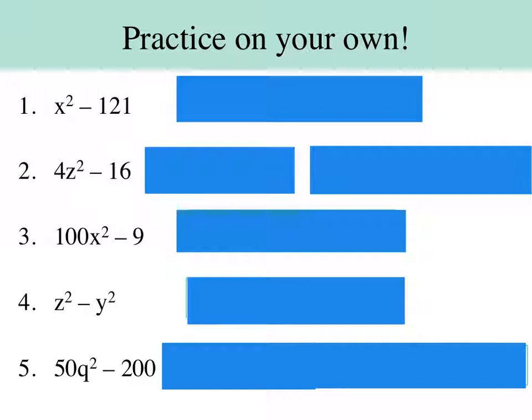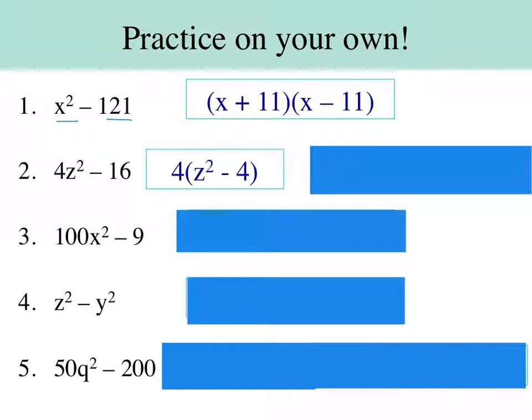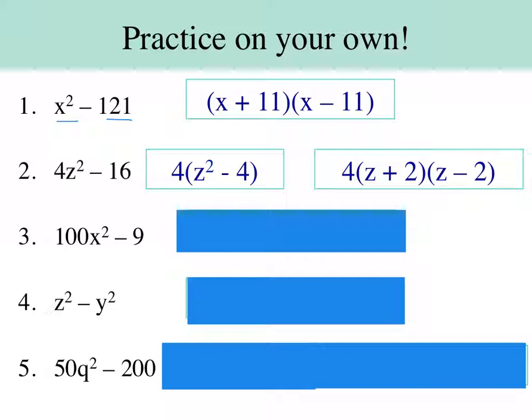So what we do is we just take the square root of each and write your two binomials with the opposite signs, which means that middle term canceled to make a 0. So x plus 11, x minus 11. The second one, be careful. These are both perfect squares, but you have to do GCF first, and a lot of people forget to do that because they see these perfect square numbers. So when you take out 4, you're still left with a difference of squares. You take the square root of each, and you have opposite signs.